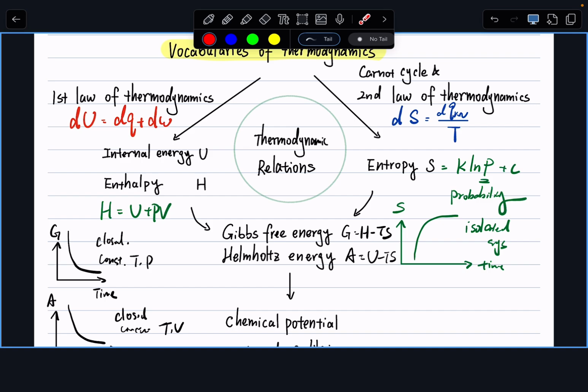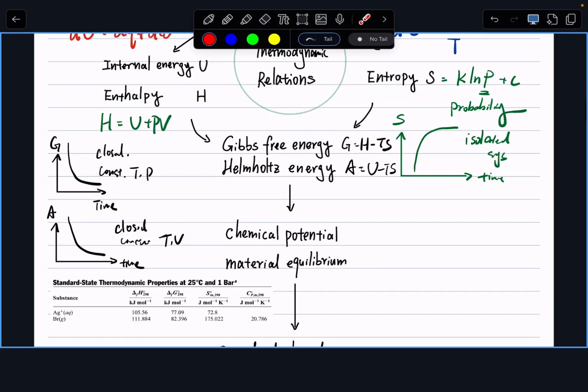That's why we spend a lot of time talking about how to set up and how to express these thermodynamic state functions, and how to express their dependence on temperature, volume, pressure, etc. And then later on, we want to further link these state functions into chemical potential so we can have a better description of material equilibrium, whether it's phase equilibrium or reaction equilibrium.